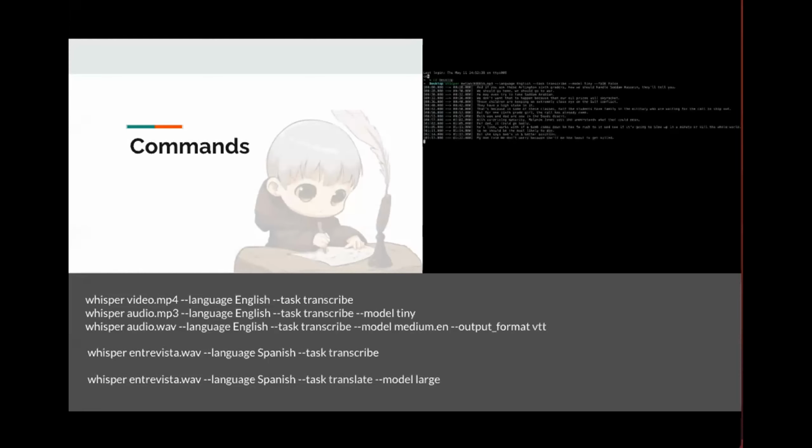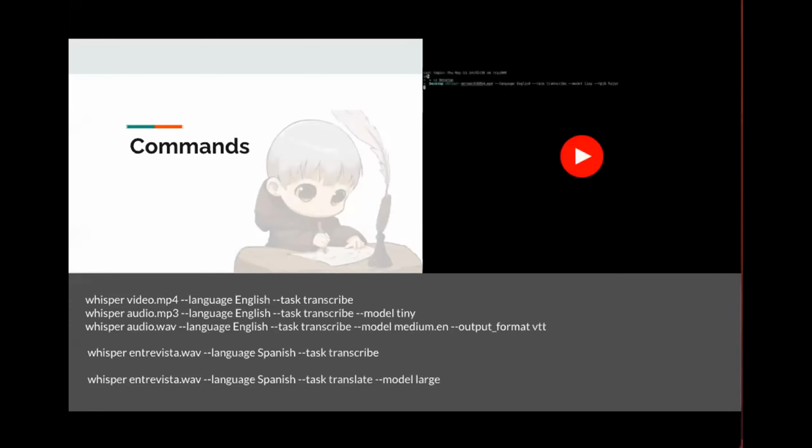Below that, we see a command for transcribing a Spanish language file. So the file's speech is in Spanish, and I want it to output Spanish text. And finally, there's a command to take a Spanish recording and output an English translation using the largest, slowest, but most accurate model. As you'd probably expect, the larger the model, the more accurate the outputs tend to be, but also the slower they will be to run. And depending on your hardware, you may not get the large model to run at all.